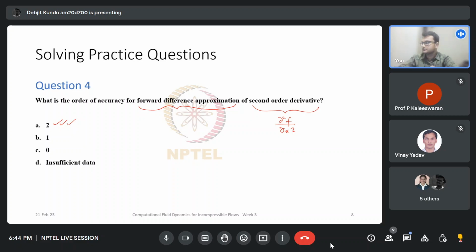Okay, so everyone seems to be happy with option A, but the correct answer is insufficient data because I haven't mentioned the number of terms that you are using for a forward difference approximation. So let's say you want to do a second order derivative. So as we saw earlier in one of the examples that I gave, we can write the second order derivative in this way for using a forward difference scheme.